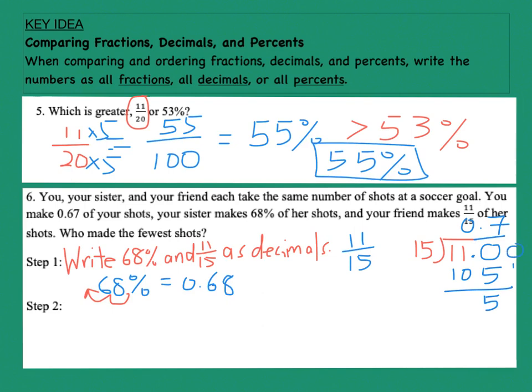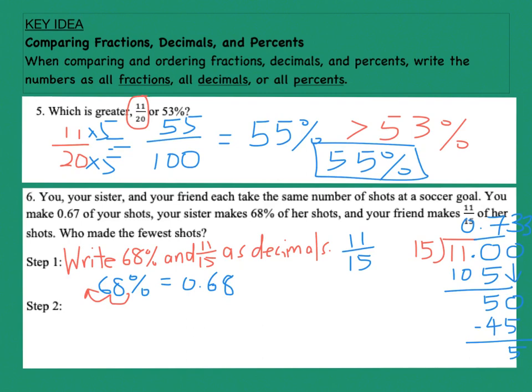5, borrow another 0. And 50 divided by 15, you get 3. And 3 times 15 is 45. You get another remainder of 5. So it is 0.73 repeating. I can round it to 0.73.